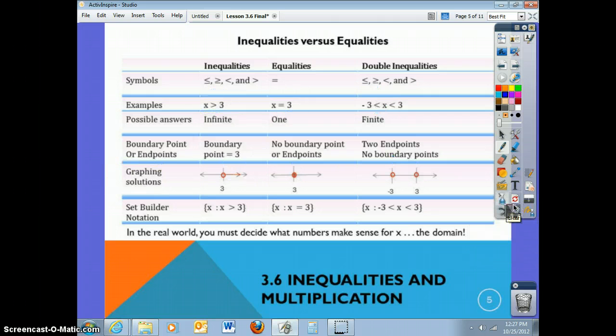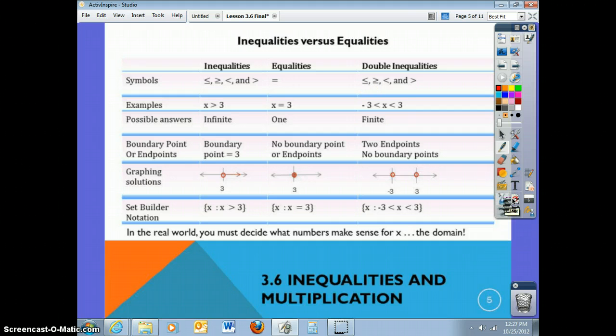Now, just so you know, you might have heard this in a prior class, prior year, if it has the greater than or equal to, or the less than or equal to, those dots would have been filled in. In those cases, those dots would have been filled in.